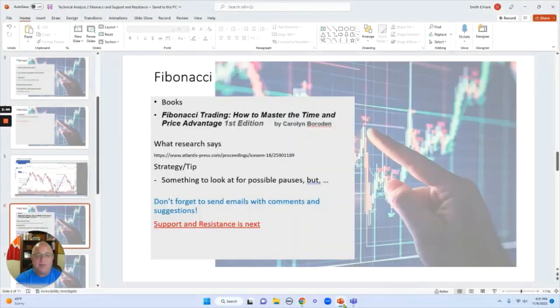So strategy tips: something to look at for possible pauses, but I take a very quick glance at it and then most of the time just move on.